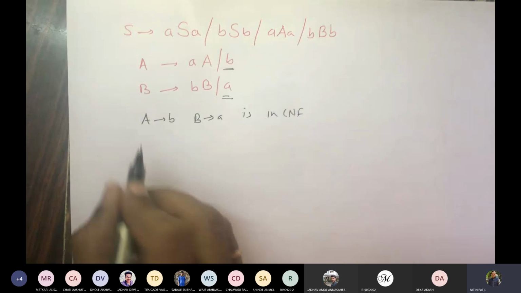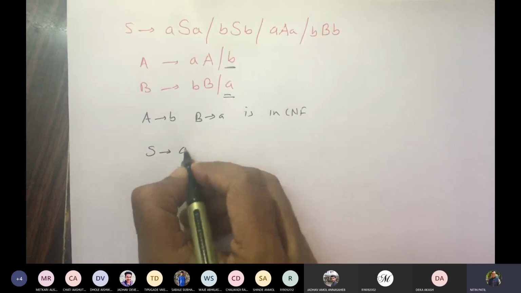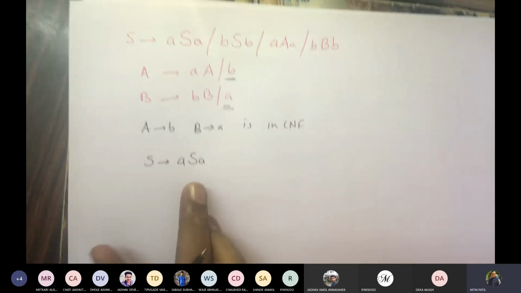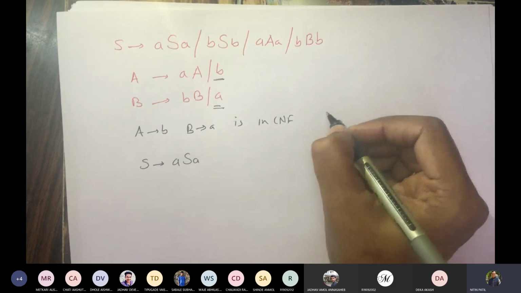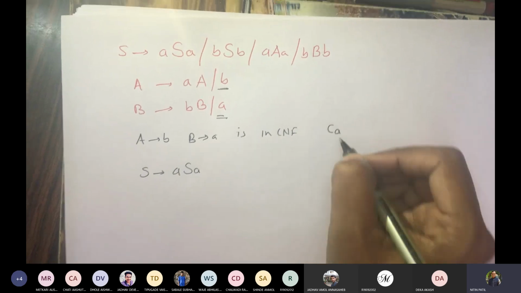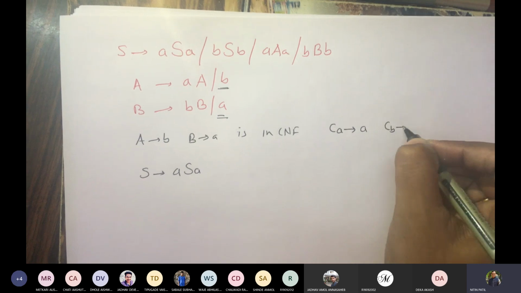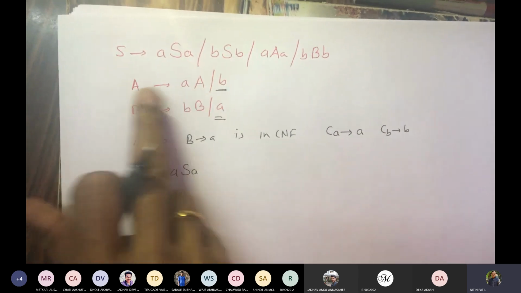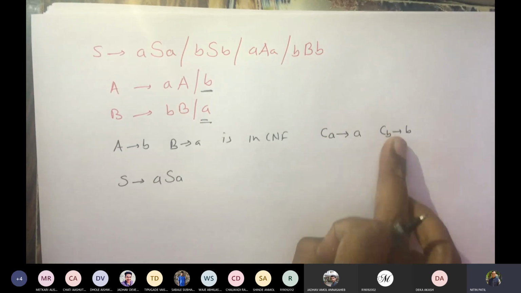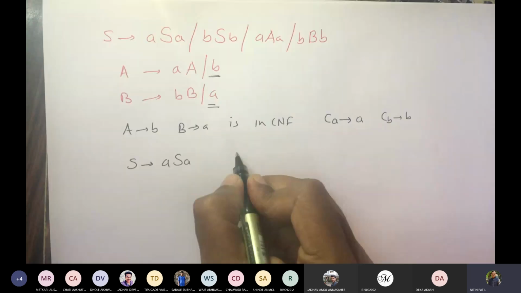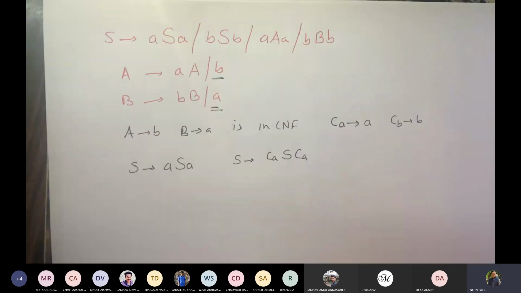Now let us take these one by one. We will pick, for example, S gives ASA. You may see here we are seeing terminals here. So what we have to do is introduce a variable for every terminal: CA gives a and CB gives b. How many terminals are there? b and a, correct? So we are introducing CA gives a and CB gives b. Then we will rewrite this production as S gives CA S CA.